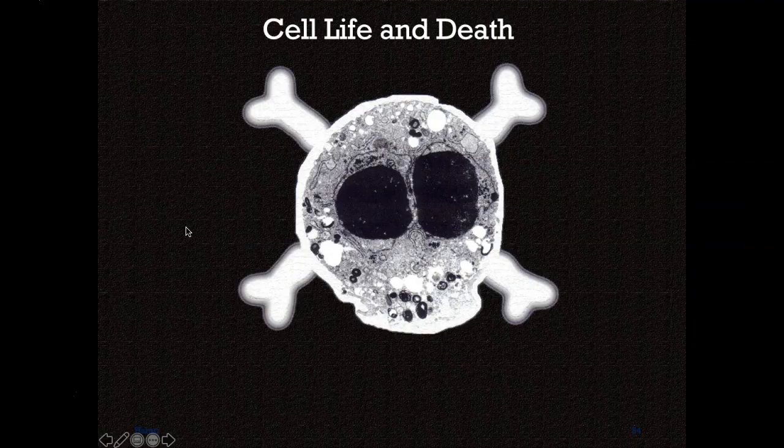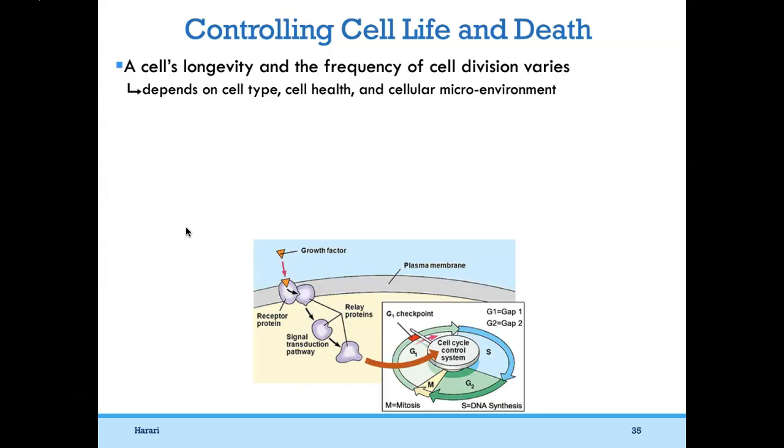So now we will talk about cell life and cell death. A cell's longevity, like how long it lives, and the frequency of cell division varies greatly. This depends on the type of cell it is, how healthy the cell is, and what's going on around that cell. All these factors will determine whether or not a cell is ready to divide, or whether a cell should just hang out, or possibly whether the cell should die.